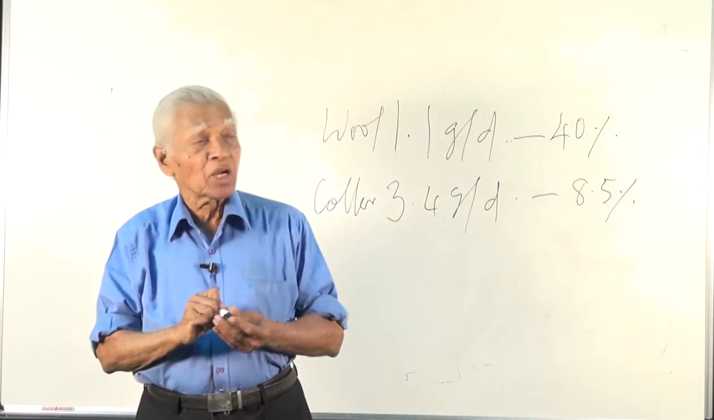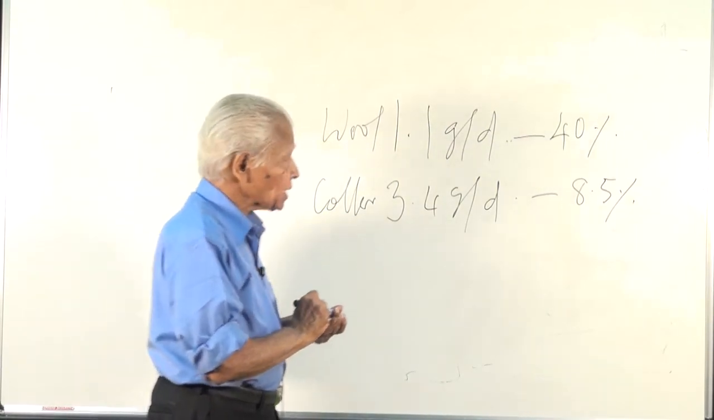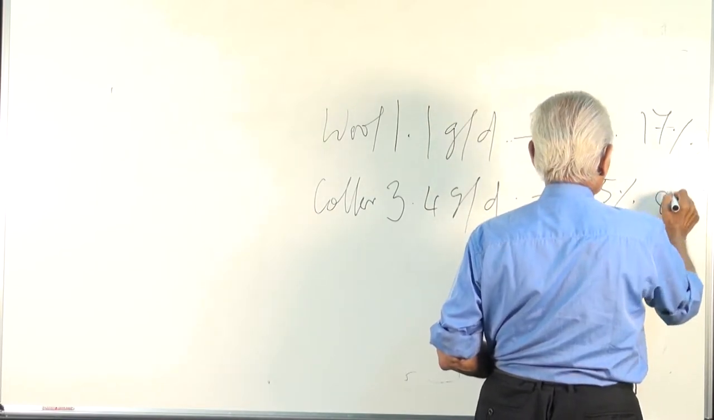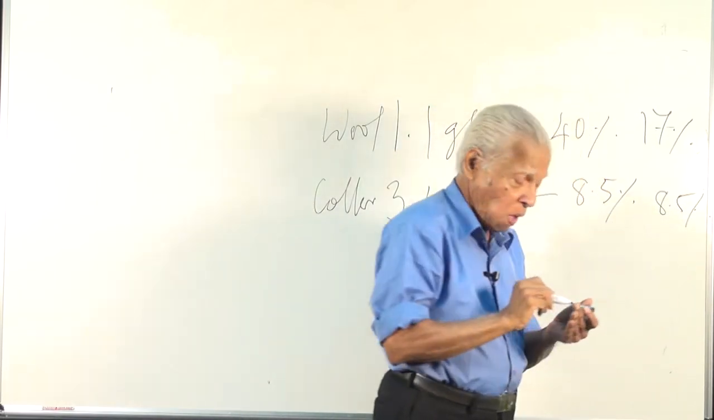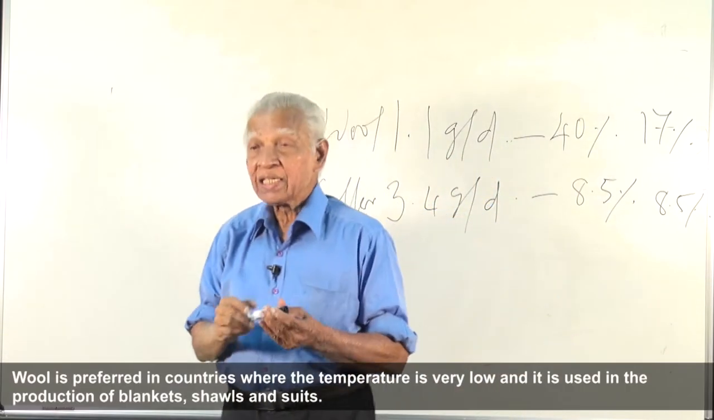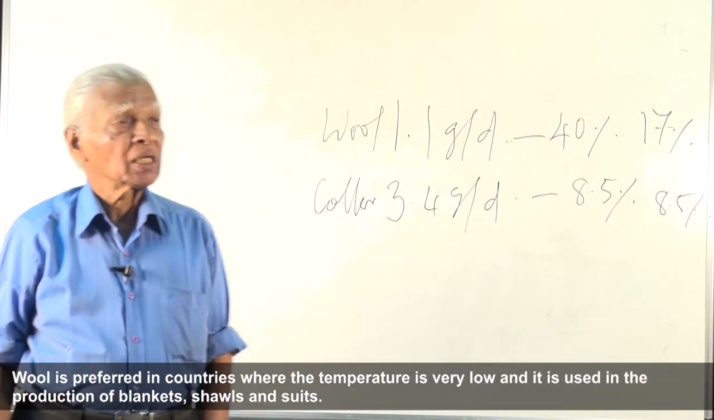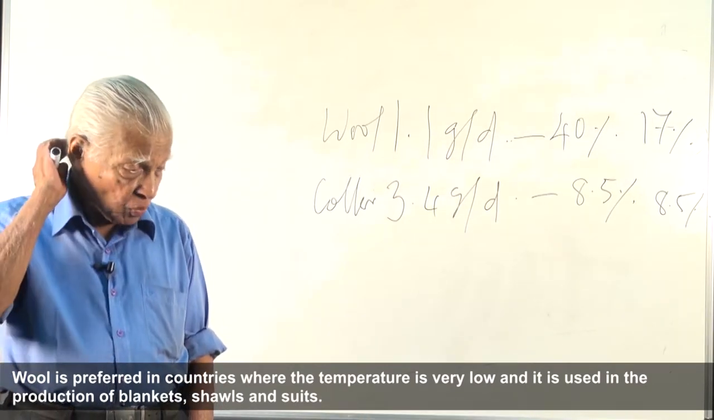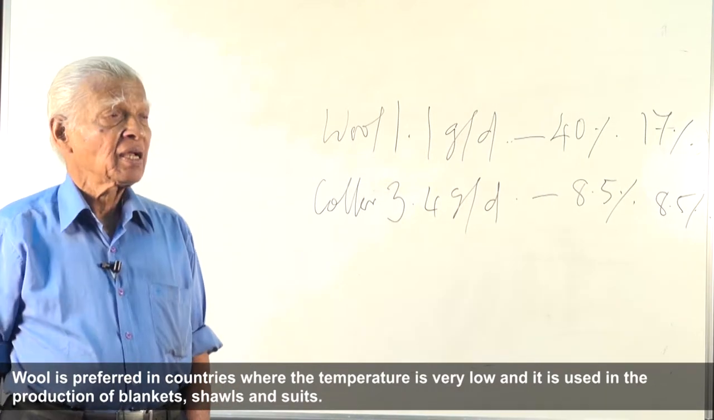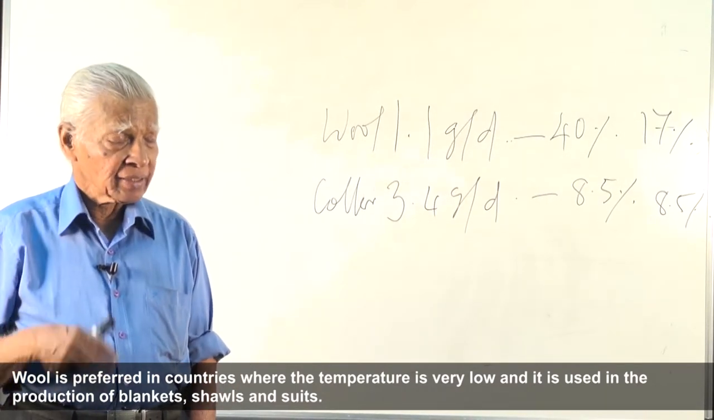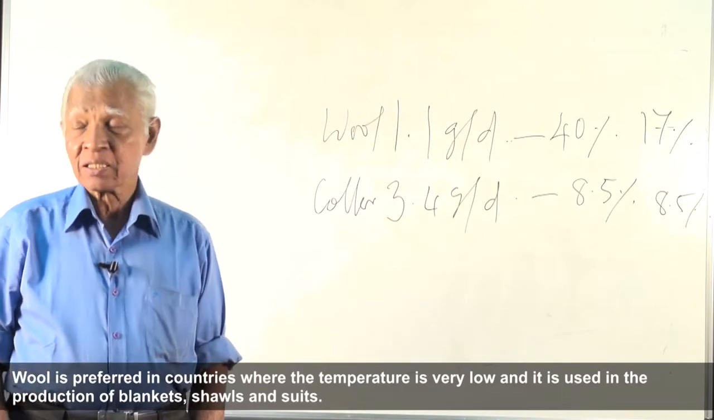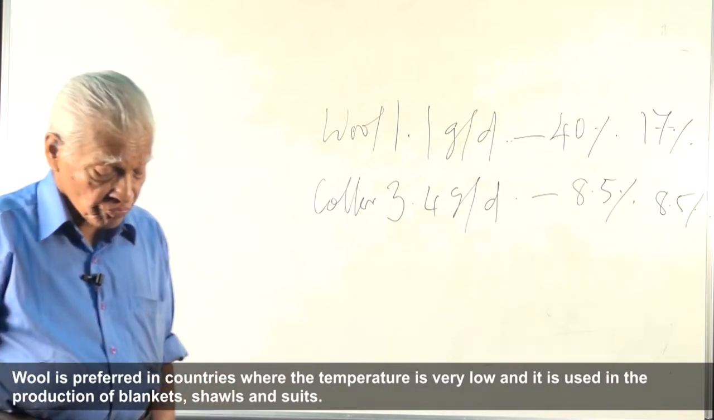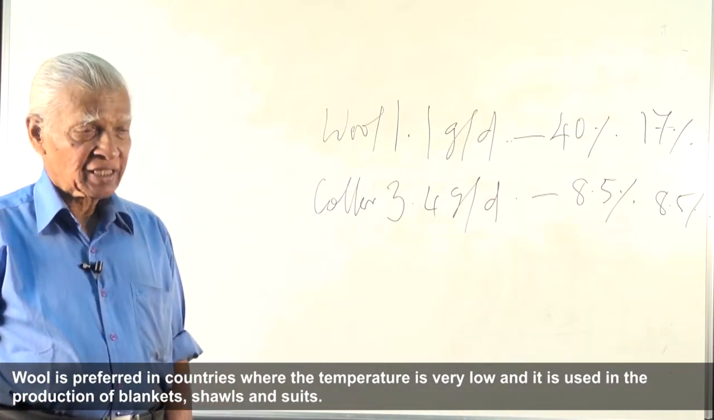And moisture absorption of wool is also quite high, 17% for wool, whereas cotton has about 8.5%. And wool is preferred for countries where the temperature is very low. And wool is used for the production of blankets, shawls, and garments, pants, suits, and wool finds a lot of application.